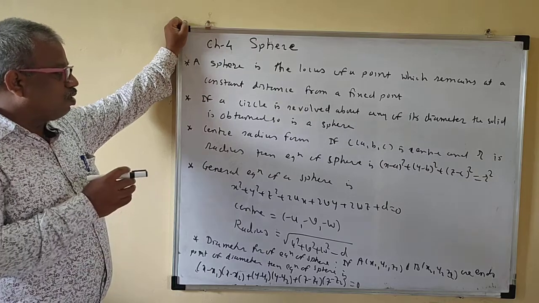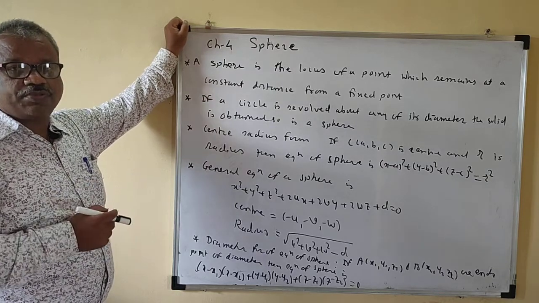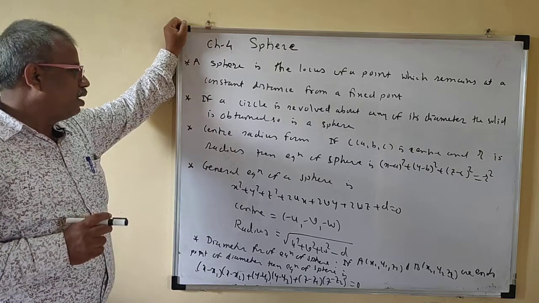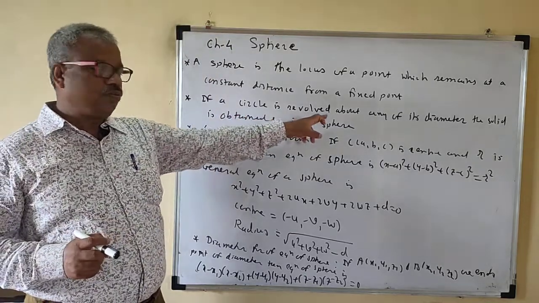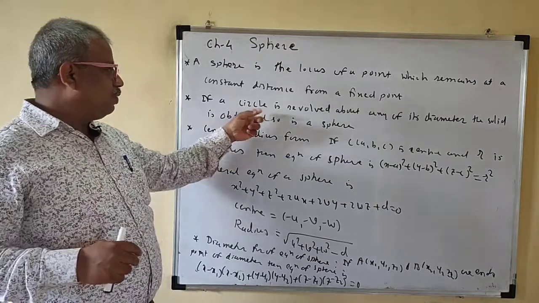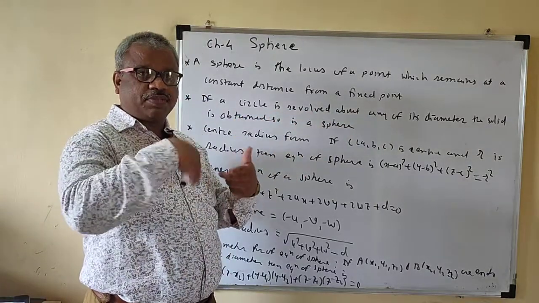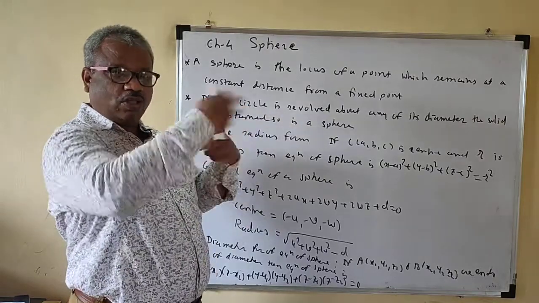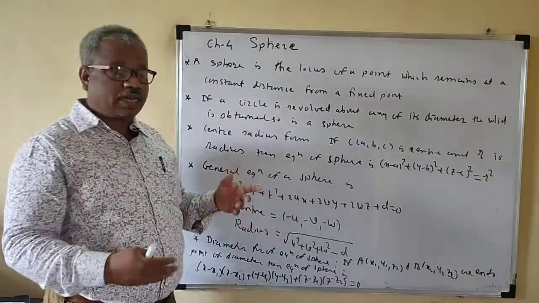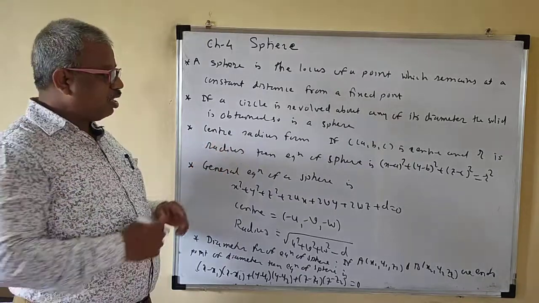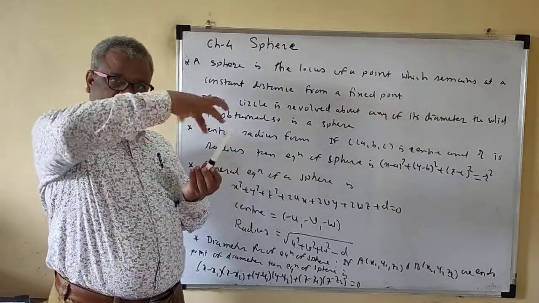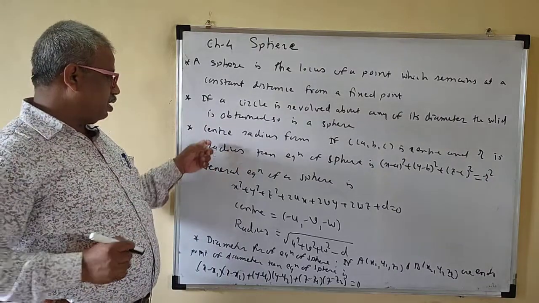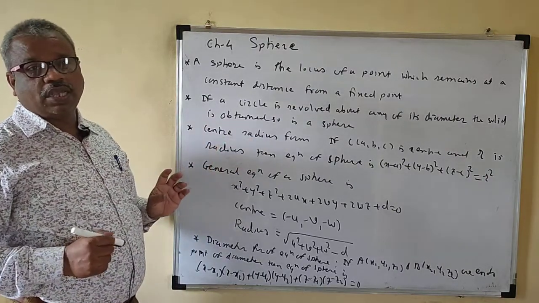That constant distance is called the radius of the sphere, and the fixed point is called the center of the sphere. If a circle is revolved about any diameter, then the solid so generated is nothing but a sphere. Even if you revolve at a single point here, we also get a sphere. Center radius form of the equation of the sphere.